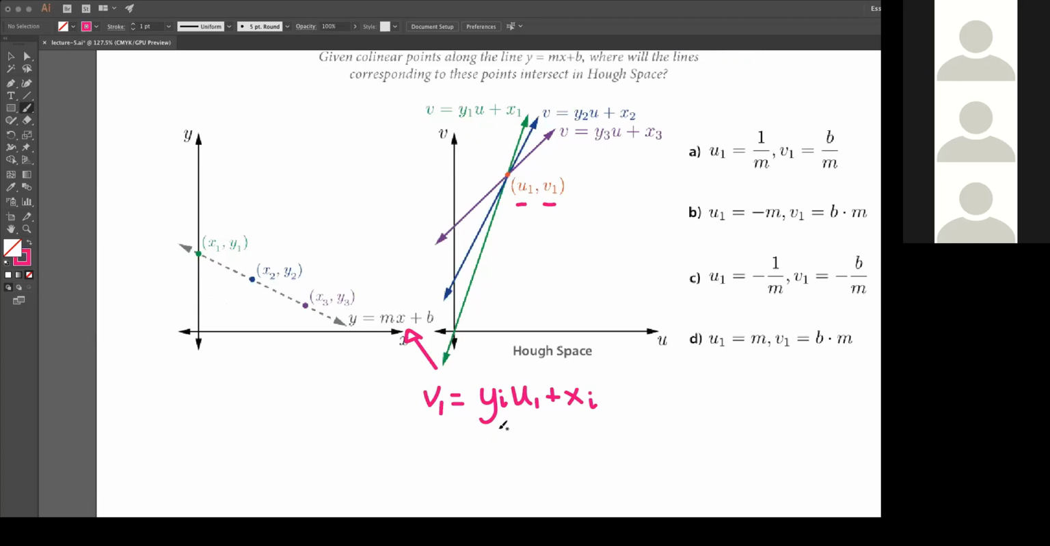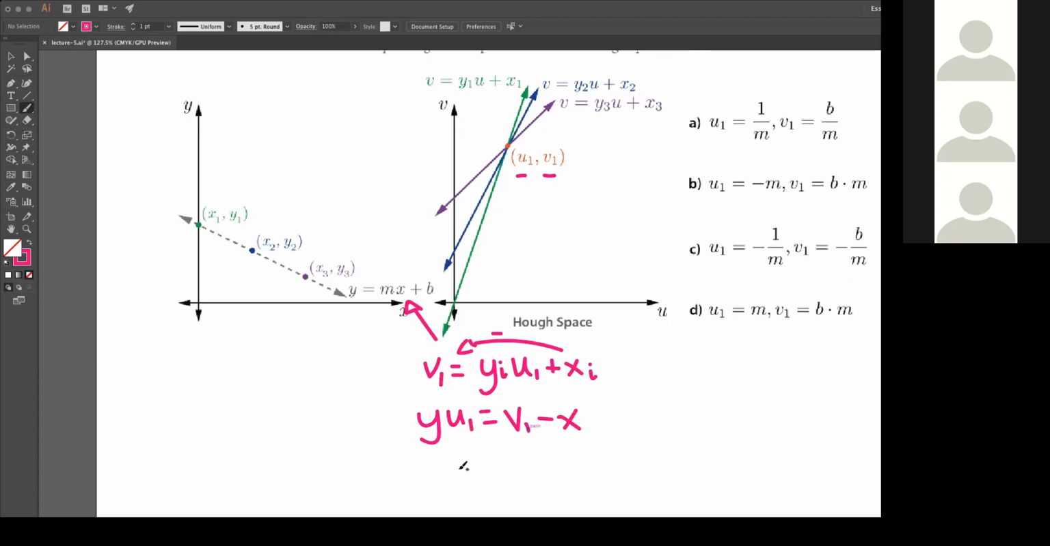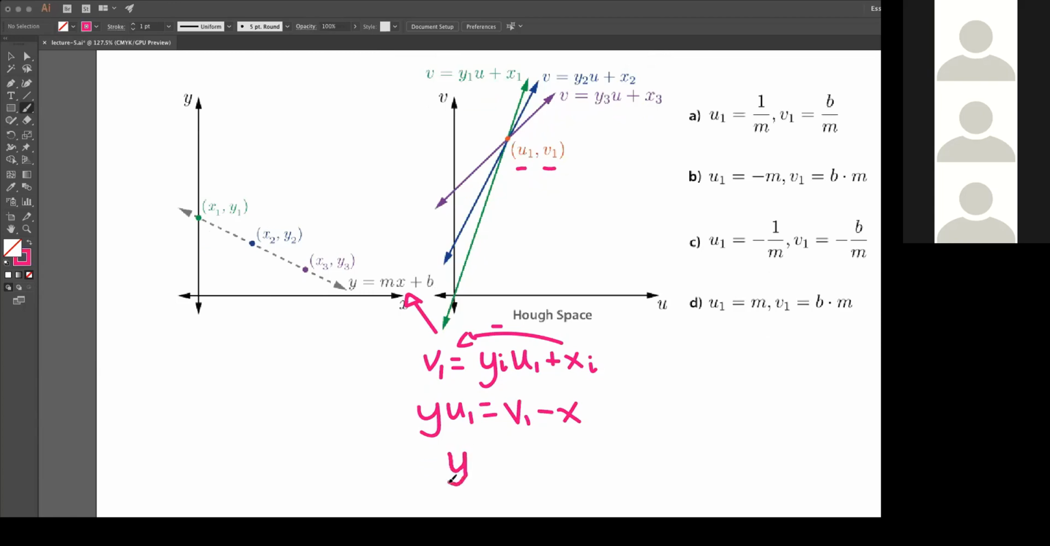Basically, I'm going to solve for y. So I'm going to subtract this over here, and at the same time, I'm going to subtract this over here. Maybe there's a nicer way to do that. Actually, you know what I'm going to do? Here we go. I'm just going to subtract this to that side. So I'm going to do y times u1 equals v1 minus x. So all I've done is just subtract that x over, and I just lost the yi xi for a minute. And now I just want to totally solve for y. So I'm going to get y is equal to v1 over u1, minus x over u1.